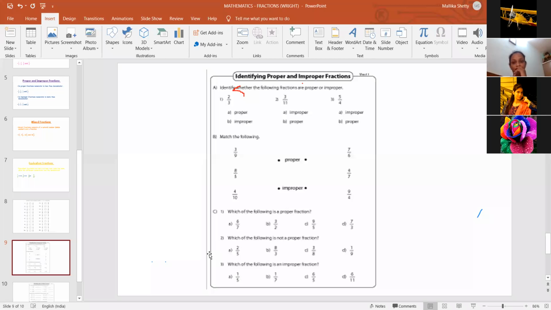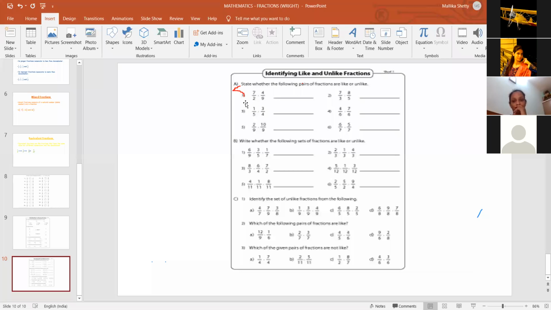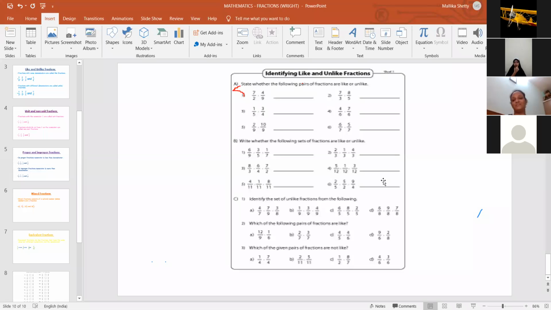I'm asking you why. If you are telling me that it is an unlike fraction, right? Ma'am, they are unlike fractions because the denominators are different. Excellent. Because the denominators are different. For them to be like fractions, denominators have to be the same no matter which number you have in the numerator. Okay? The next one, 7/3 and 8/5.